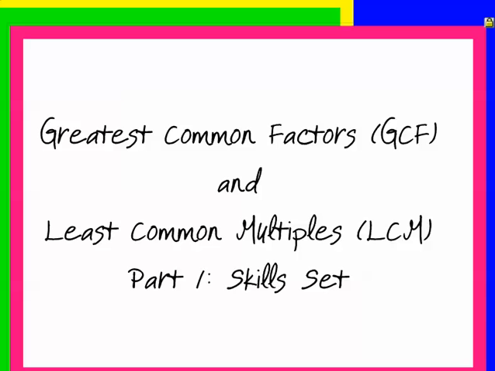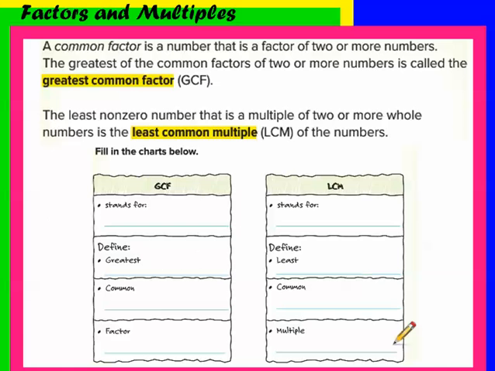This lesson focuses on greatest common factors and least common multiples. A common factor is a number that is a factor of two or more numbers. The greatest of the common factors of two or more numbers is called the greatest common factor, or the GCF. The least non-zero number that is a multiple of two or more whole numbers is the least common multiple, or the LCM of the numbers.